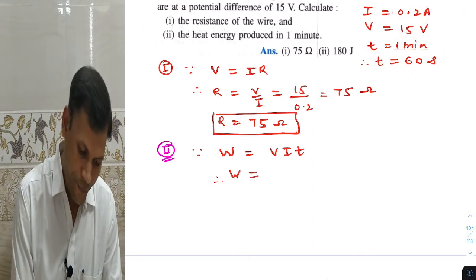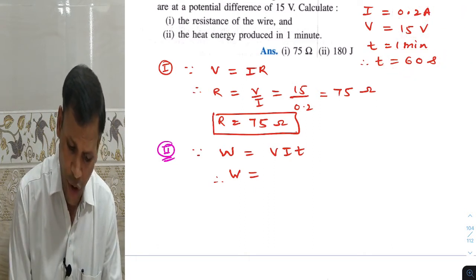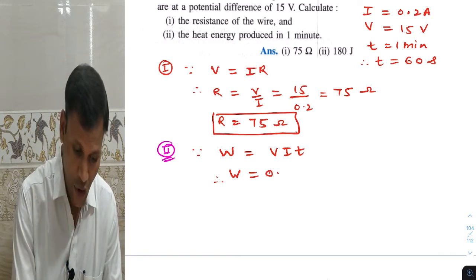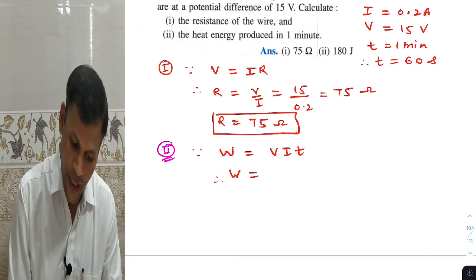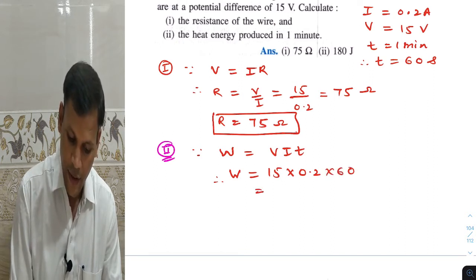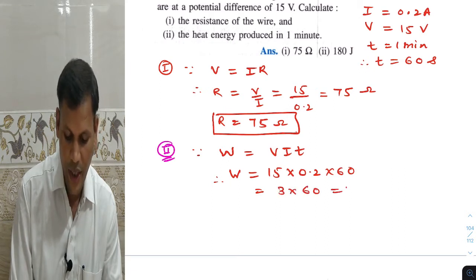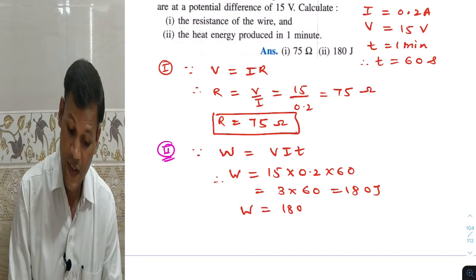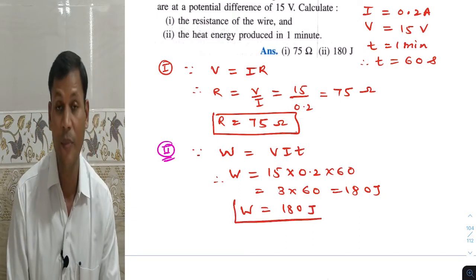So we'll get, I is 0.2; initially 15 is given, not 0.2. So 15 into 0.2 into time, which is 60 seconds. So 15 twos are 30. So it will be 3 into 60, that is 120 joule. So W is equal to 180 joule. 60 threes are 180 joule. That is the answer of this part.